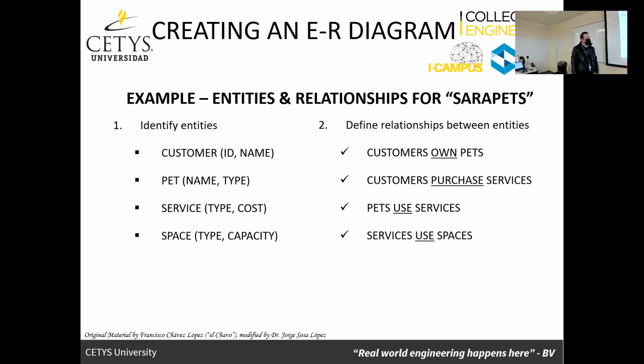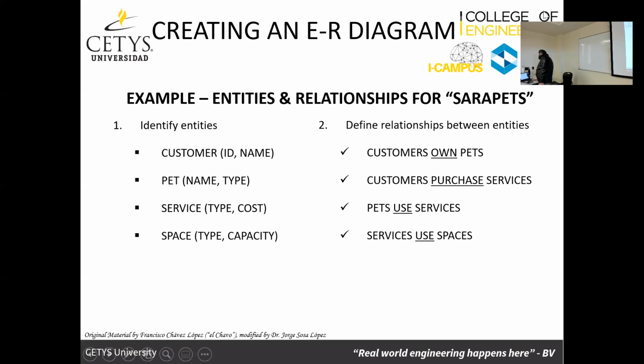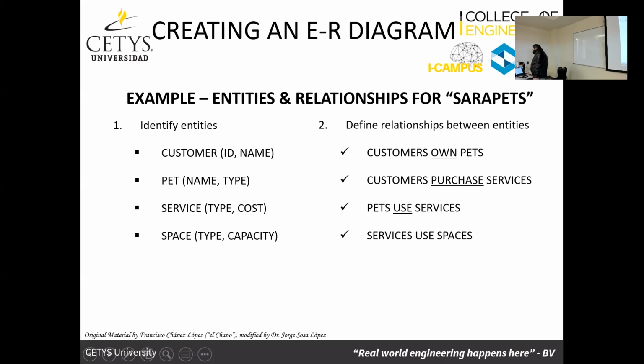There's a couple of examples of attributes there. It's not exhaustive. We haven't talked about attributes yet. I just asked you to think about some attributes. So the customer could have an ID and a name. Then we have the pets. The pets would have a name and a type. There could be many types of pets.